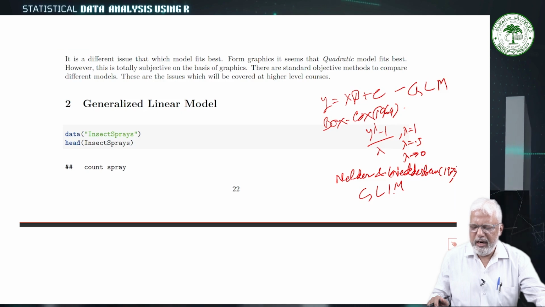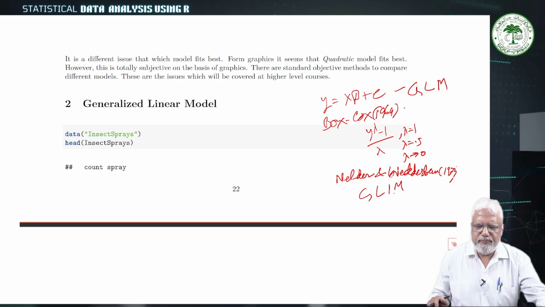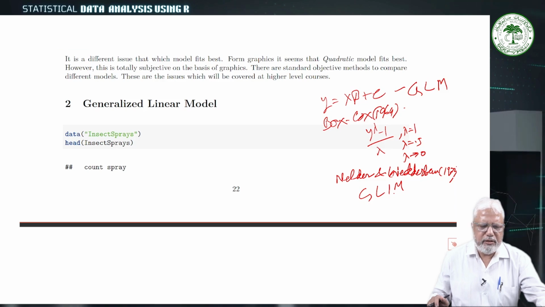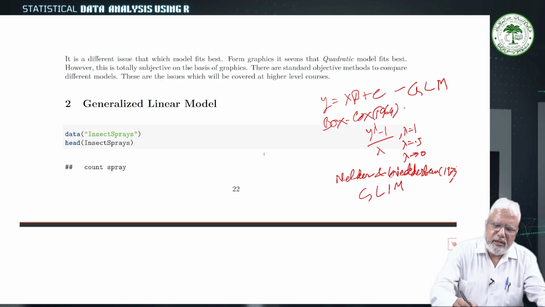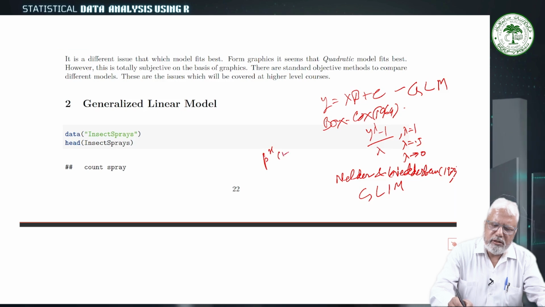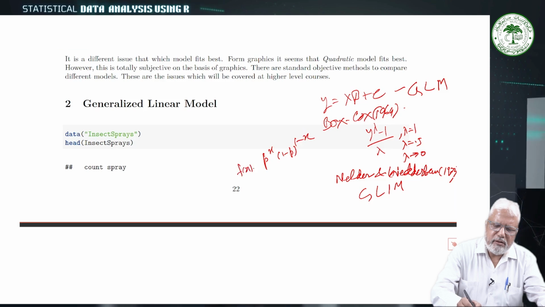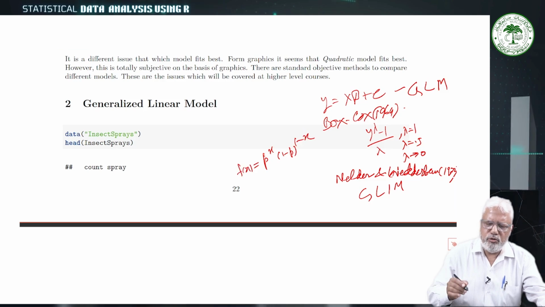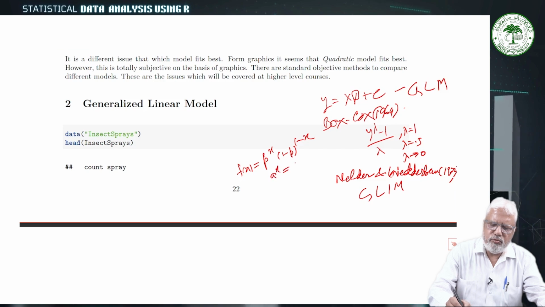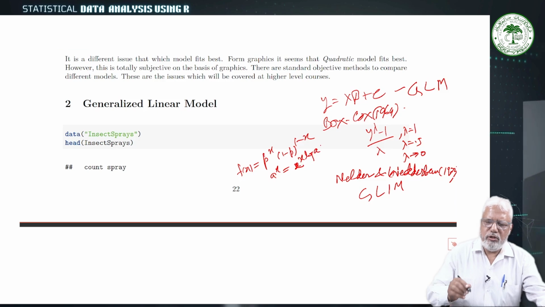So, family and link function. Say, for example, if you talk of the probit model, and express it in the form p raised to the power x into 1 minus p raised to the power 1 minus x, this is the f(x) of a Bernoulli random variable. Now a raised to the power x is equal to e raised to the power x log of a.